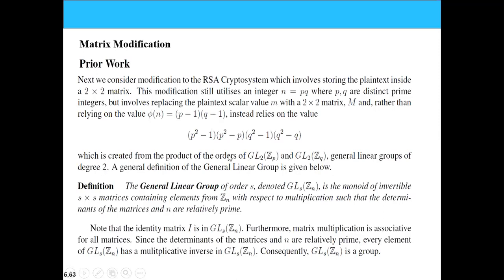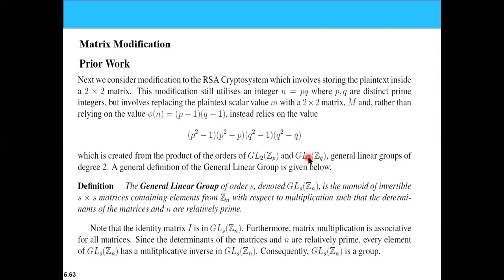In that case, as you can see over here, this is the order of the general linear group of 2 by 2 matrices over Zp. Let me highlight it with the spotlight: this expression from here to here is basically the order of the general linear group over Zq of 2 by 2 matrices. The general linear group of order S under mod n is the set of invertible matrices containing elements from Zn with respect to multiplication, so the determinants of the matrices are relatively prime to n.